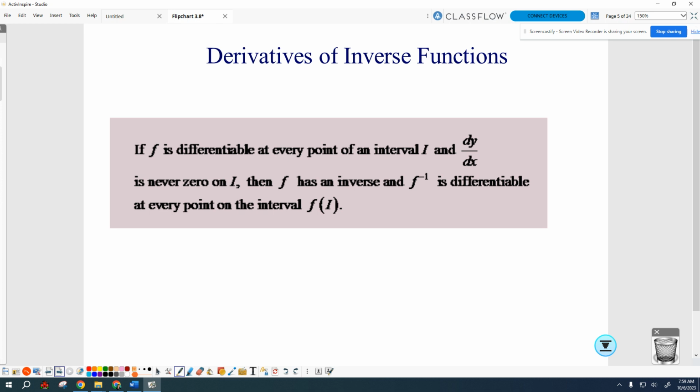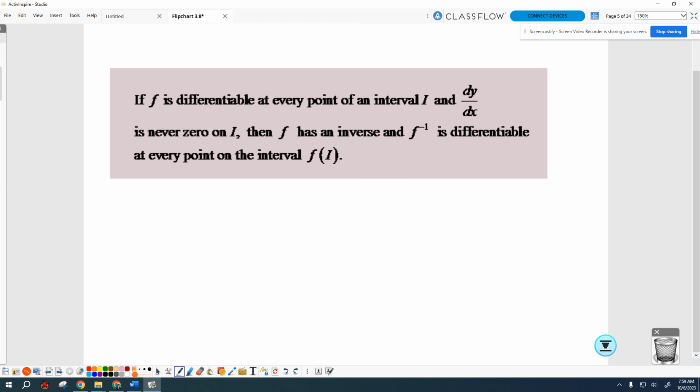If f is differentiable at every point in an interval, and the derivative's never 0, then the inverse is differentiable everywhere. And the big deal is that the derivative is never 0.